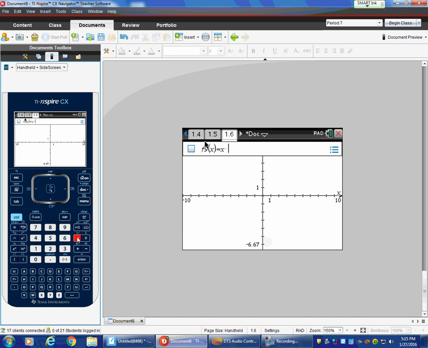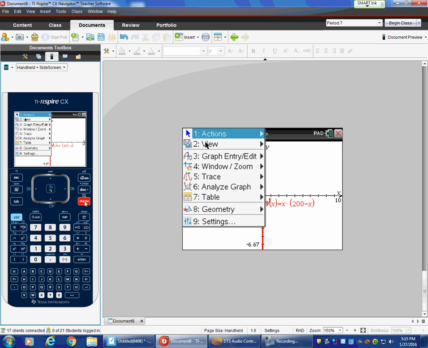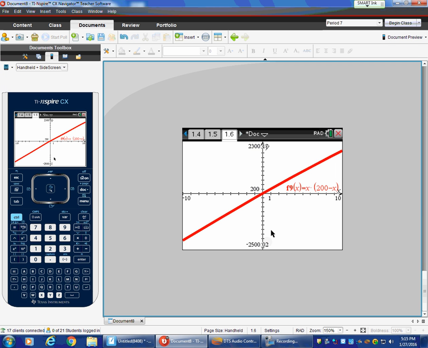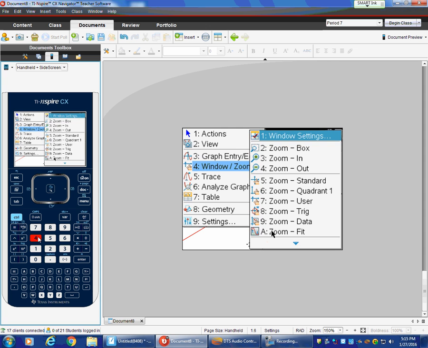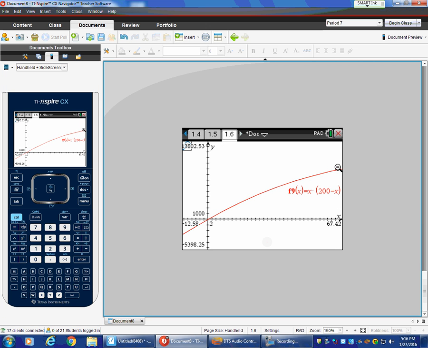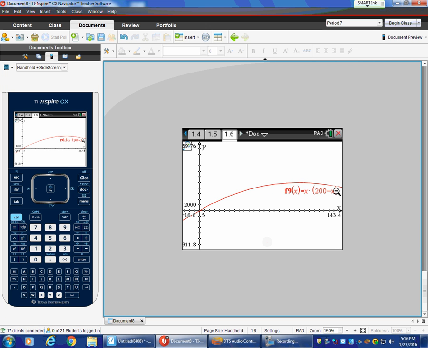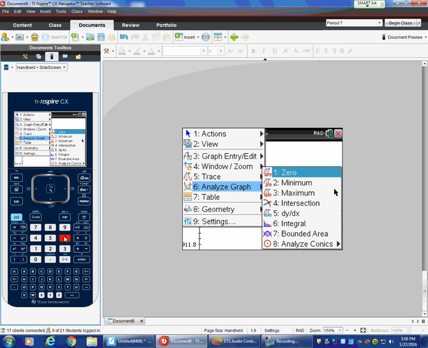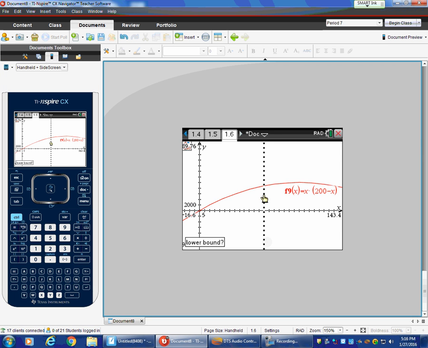So x times parentheses 200 minus x. Close it and graph it. Remember, menu for zoom and A for fit. And at this point, you may start to say, oh, I got a line, I did something wrong. Well, let's zoom out. Oh, I'm starting to see that curviness. There we go. So now I can see my math. So menu, we're going to analyze the graph again, and we want the maximum. So menu 6.3 here.